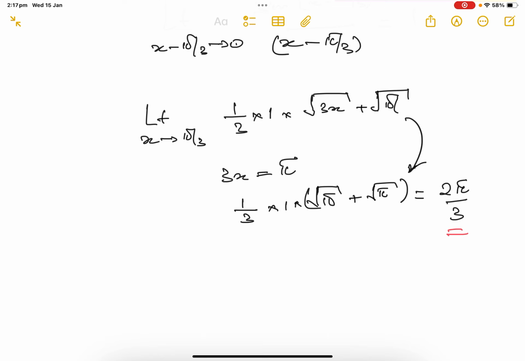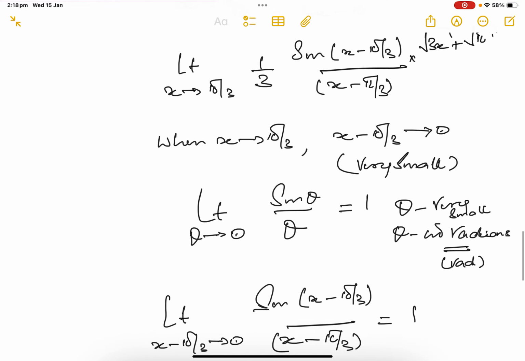Now we can substitute x equals pi over 3, so 3x, of course, is pi. Right, now rewrite it again. The limit is gone, so we substitute the value: 1/3 times 1, times root pi plus root pi, which is 2 root pi. So 2 root pi over 3. That's the answer.